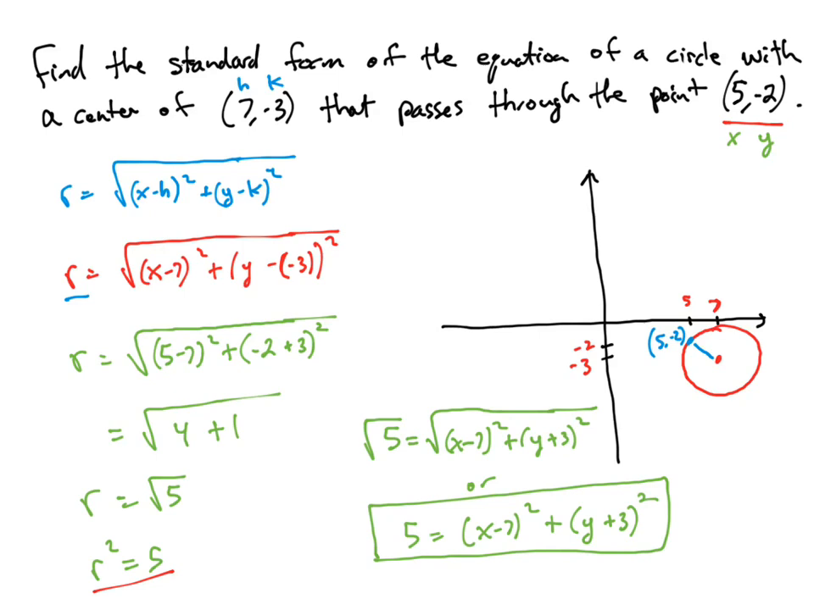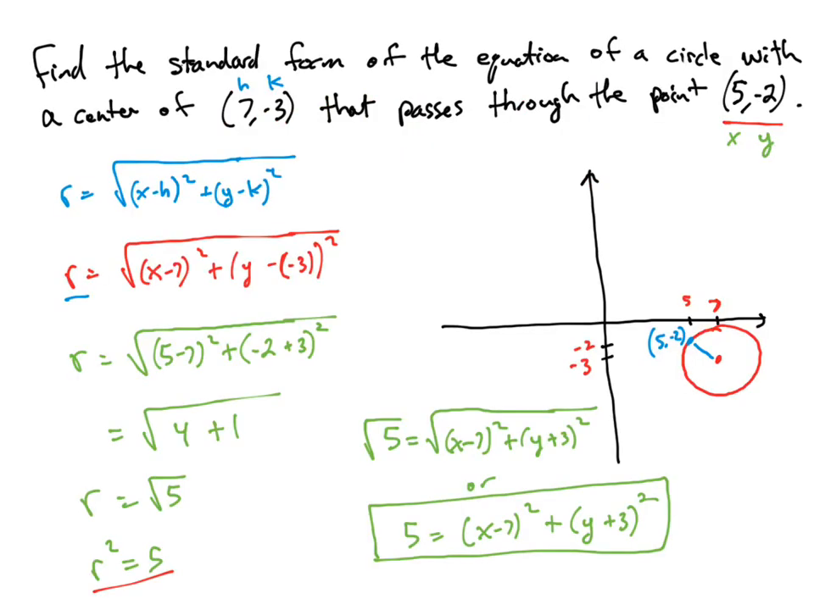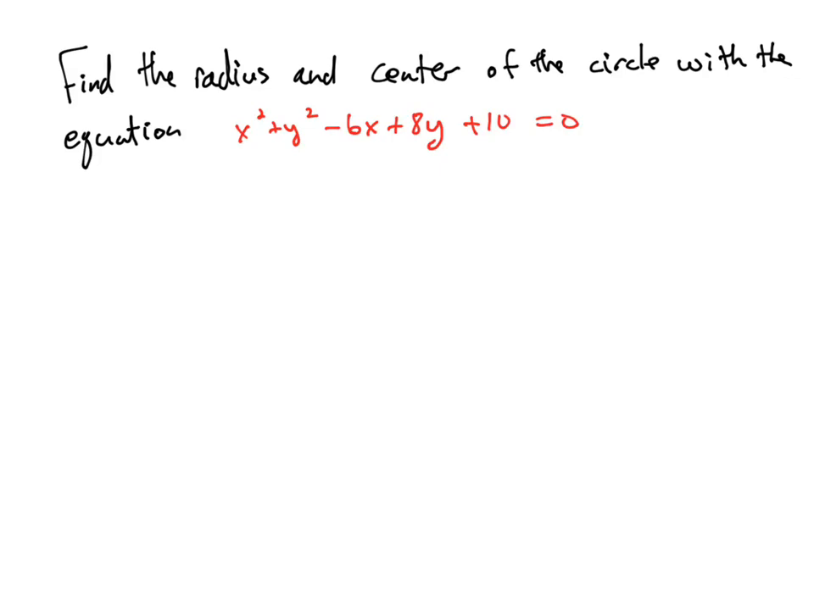And then let's go in the other direction. Now we're going to be given an equation and we want to find the radius and the center. So for the radius and the center of the circle that has this equation, x squared plus y squared minus 6x plus 8y plus 10 equals 0. Now looking at this does not look anything like what we have in this standard form down here. So what we'll need to do is complete the square in order to get the equation into that standard form. And once it's in the standard form, we'll be able to identify the radius and the center.